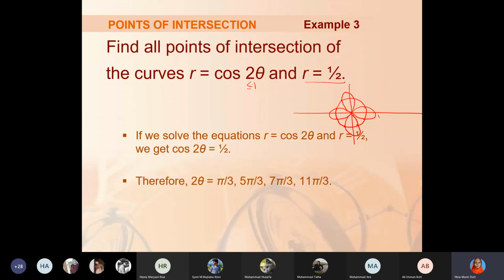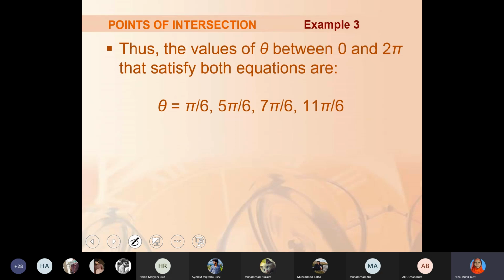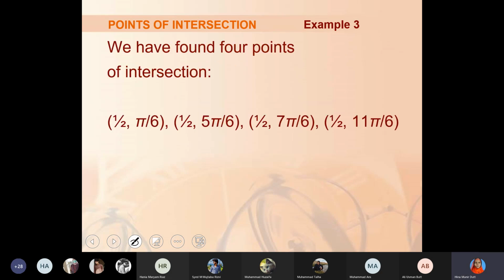So to find the points of intersection, we need to simultaneously solve these equations. Cos of 2 theta is equal to 1 by 2. It means this 2 theta lies in the first and fourth quadrant. That is, 2 theta is equal to the first quadrant and fourth quadrant values, and then we will add 2 pi in both of these, because then we have to divide by 2. After dividing by 2, these are the 4 points of intersection. You can find the values of r as well.